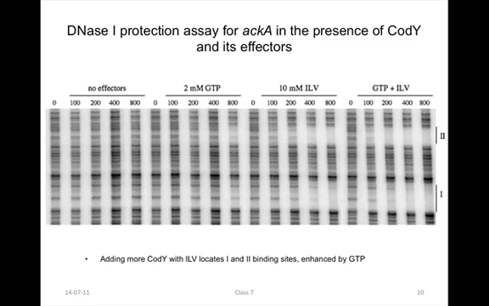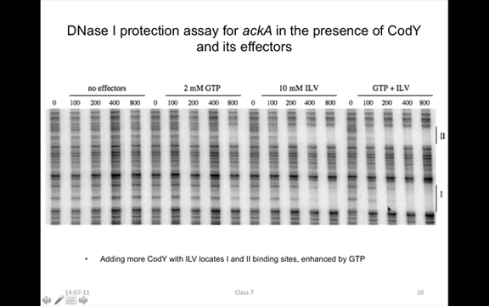Next, they figure out, if that's the case, does GTP make a difference, and does isoleucine, valine make a difference, and does the combination make a difference? And it seems that the branched amino acids do help binding in those two sites. And if you add GTP, the mix of the three does help.